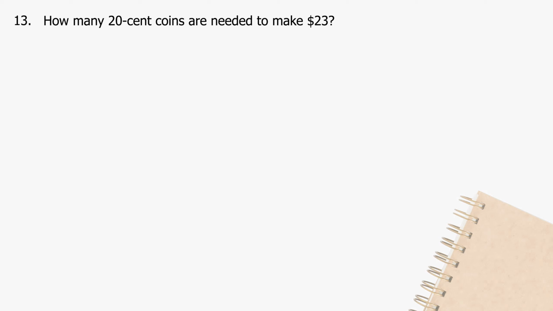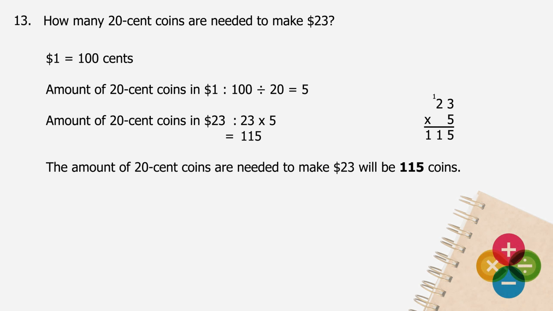Question 13. How many 20-cent coins are needed to make $23? $1 is equal to 100 cents. The amount of 20-cent coins in $1 will be, divide 100 by 20, and the quotient is 5. The amount of 20-cent coins in $23 will be, multiply 5 by 23, and the product is 115. The amount of 20-cent coins needed to make $23 will be 115 coins.